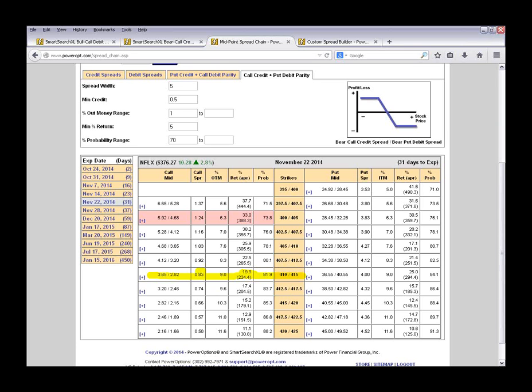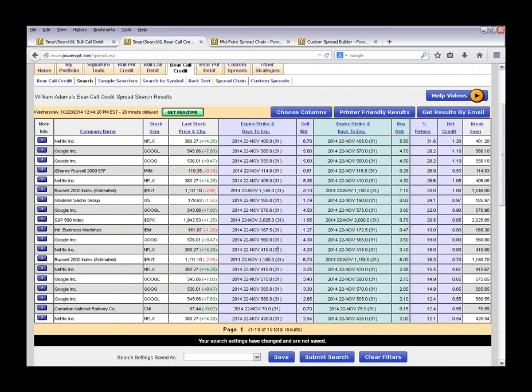Now that would have appeared in our search results. So if we go back to our bear call credit, we can see it here further down. It doesn't have as high a return, right? We chose to sort our results by the highest return, but here's that other spread that now has that higher probability that we're looking for.